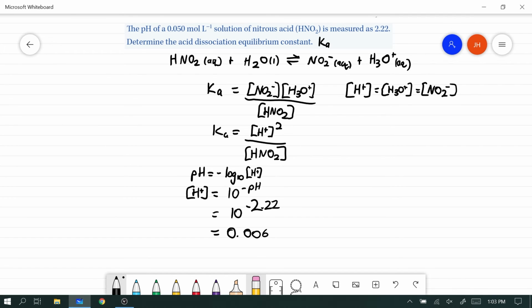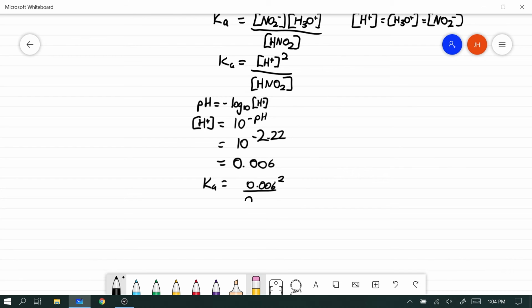At this point, we can substitute, so Ka is going to be equal to 0.006 squared, divided by the concentration of the nitrous acid, which is 0.05 molar. This will then allow us to determine Ka.